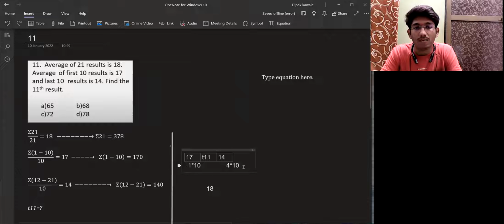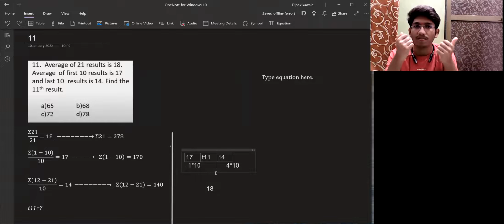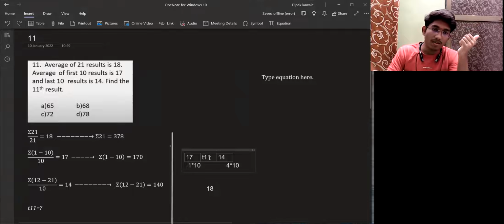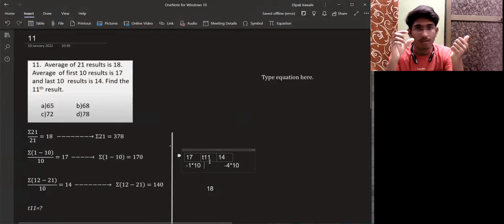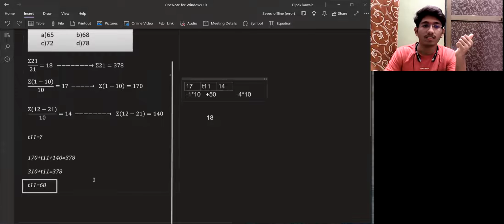Now, as per the averages property, the addition of the differences is always 0. Now this minus 50, if you want to make it 0, how much value do we have to add? Plus 50. So this 11th result value will be such that the difference of 18 and the T11 will be plus 50. That means 18 plus 50 is 68.